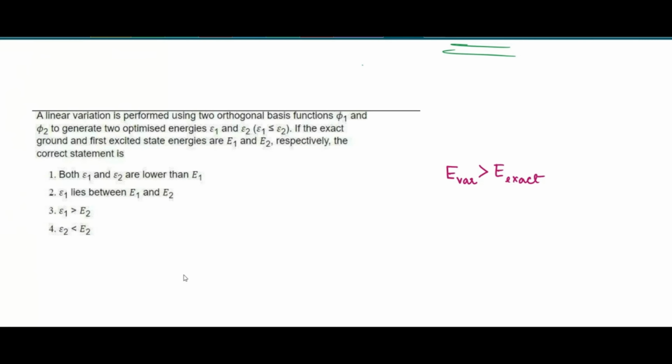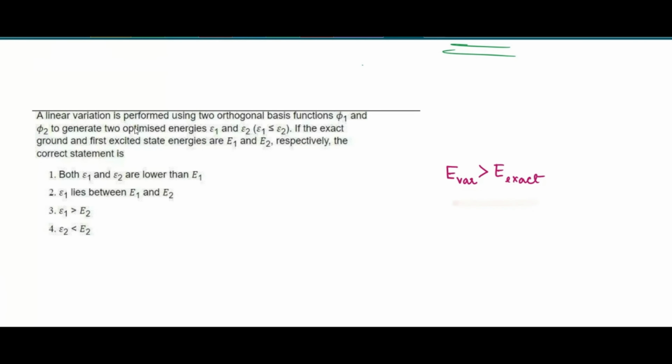Here there are two states, the ground state and the first excited state. Listen carefully. Is this clear? Should I repeat? According to the variational principle, whatever approximation you take, the energy calculated from the approximation will always be greater than the exact energy. That is the concept you need.